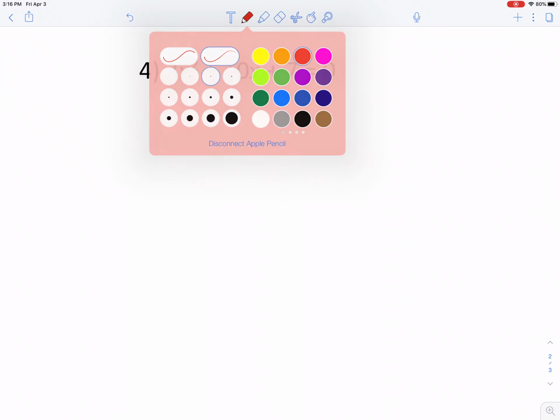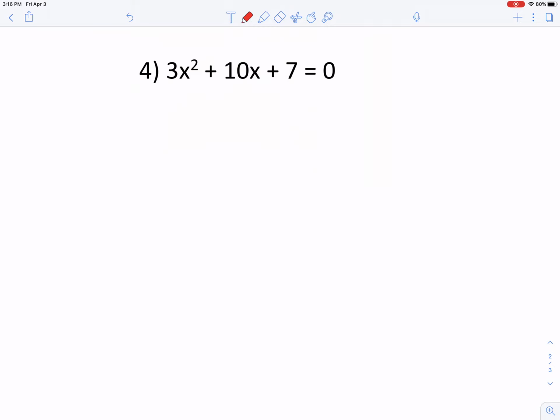Okay, we're already set equal to 0, so we don't have to worry about that. I checked to see if I could divide all the terms by something, and I can't. They don't all have an x. There's nothing I could divide 3, 10, and 7 by other than 1. So I have 3 terms. There's a number in front of x squared.